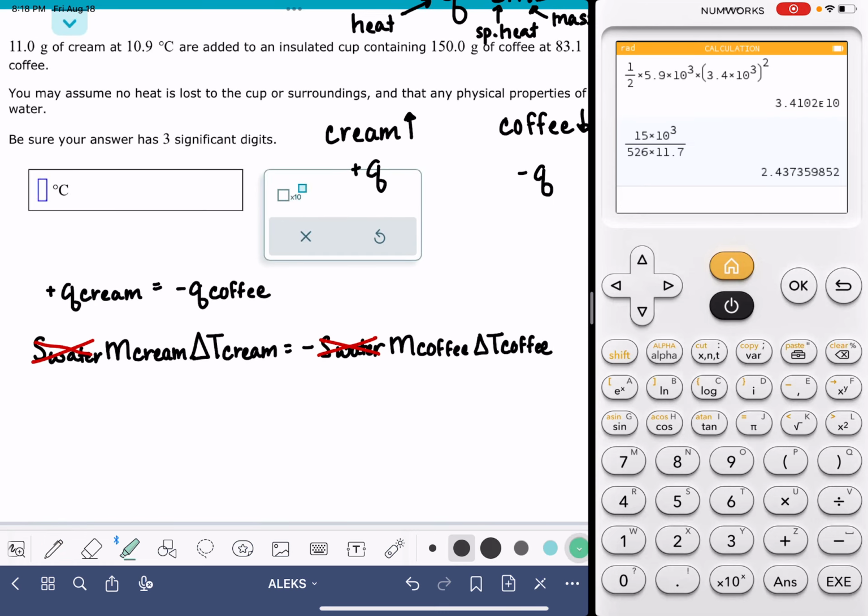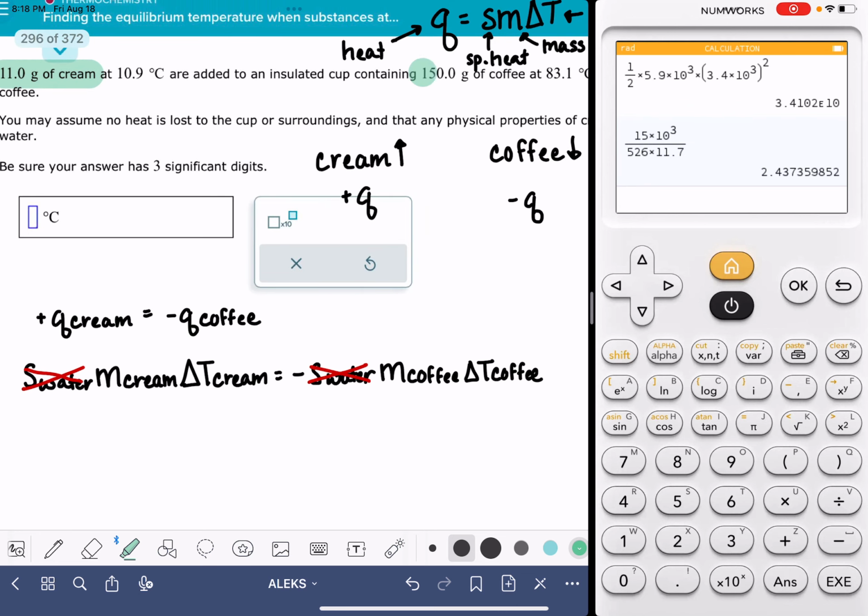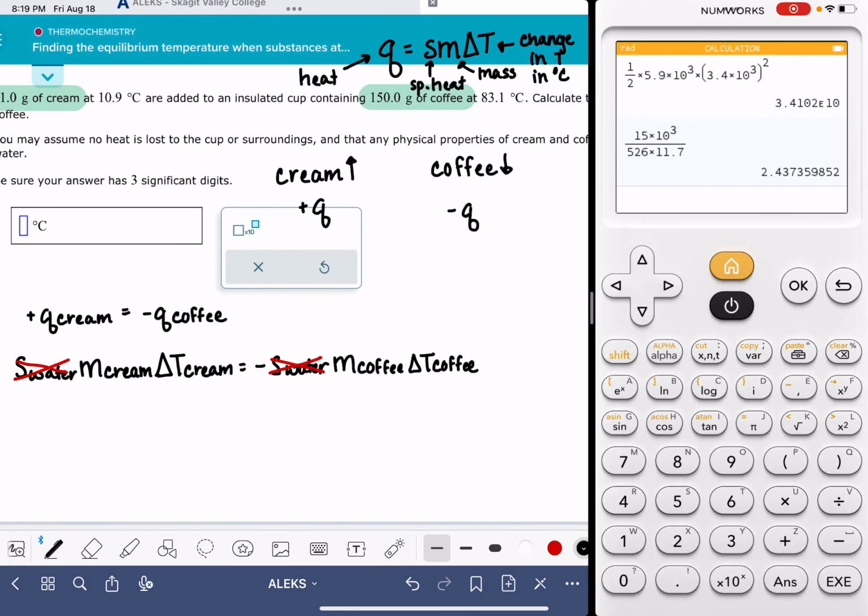Okay, now the problem does give us the mass of the objects. So there's my mass of cream and there's my mass of coffee. Those I'm going to plug into this equation when I'm ready. I'm not ready to do that yet. The next thing that I need to do is worry about the temperatures, because like I said, we're trying to calculate the final temperature, not delta T, and final temperature is embedded in this delta T term.